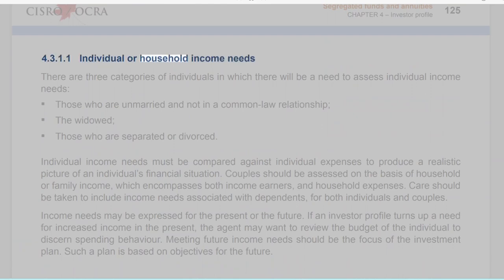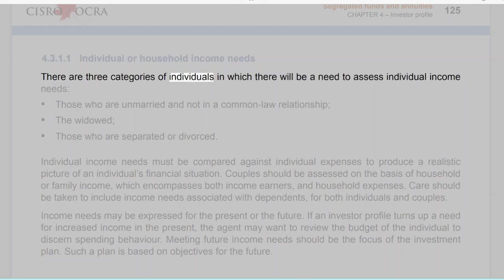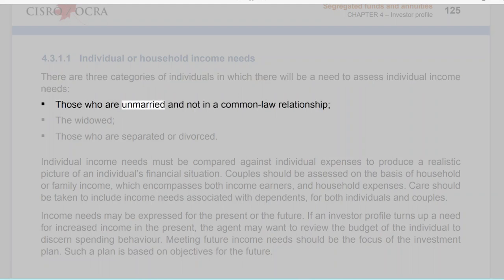4.3.1.1 Individual or household income needs. There are three categories of individuals in which there will be a need to assess individual income needs: those who are unmarried and not in a common law relationship, the widowed, and those who are separated or divorced.